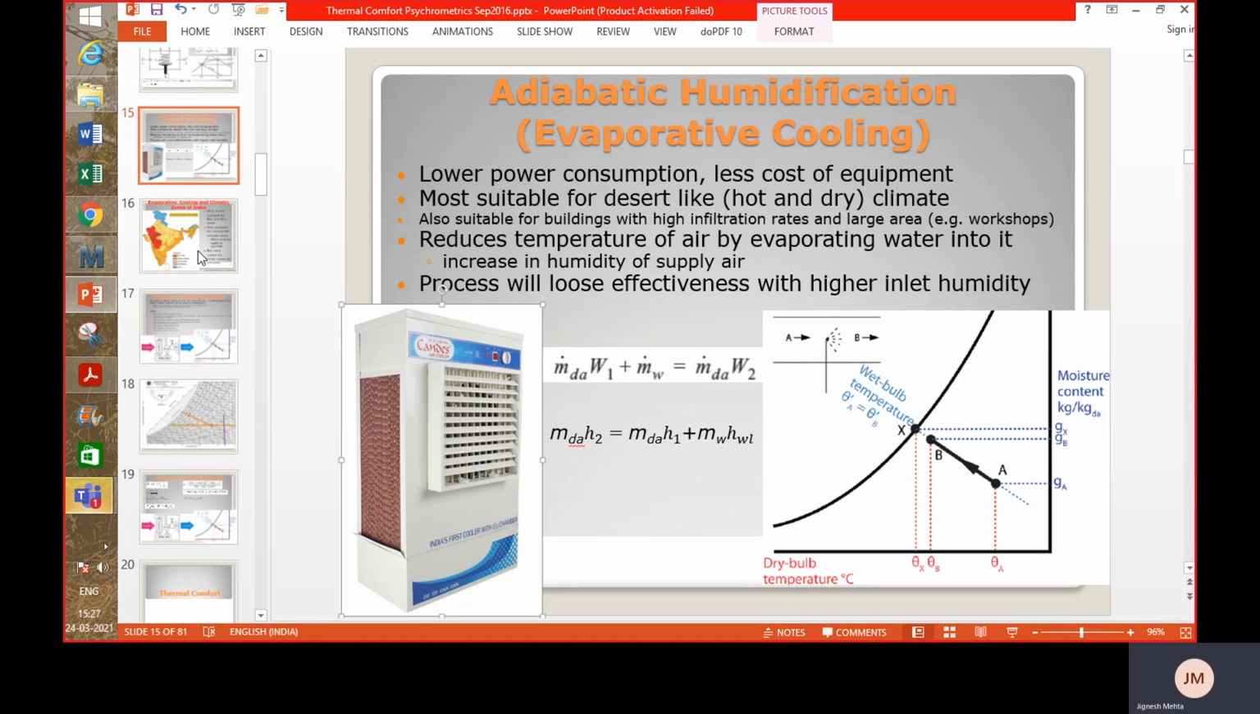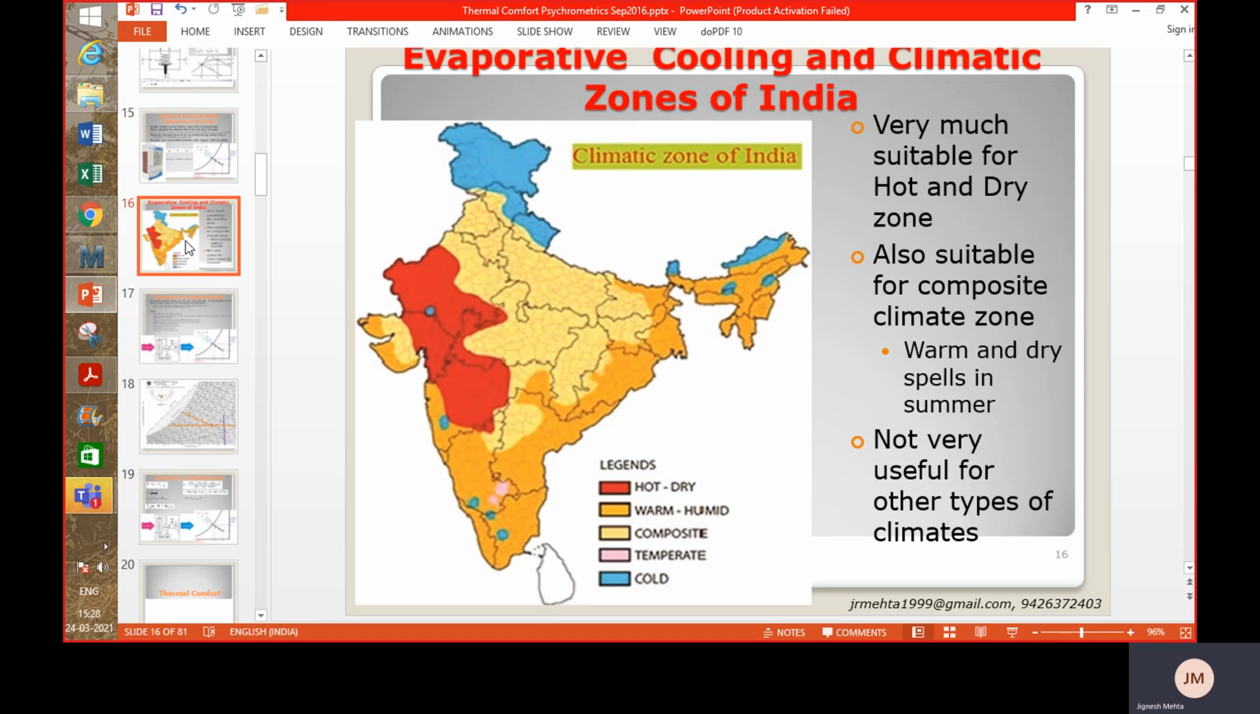And here I'm showing you a chart where climatic zones of India are shown.